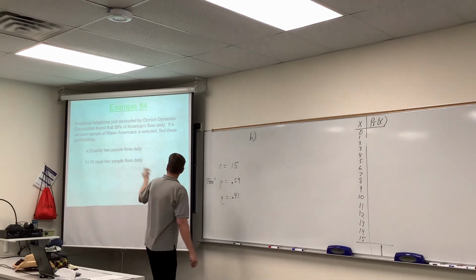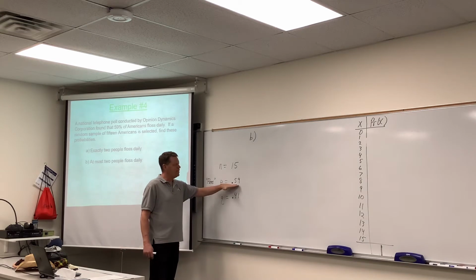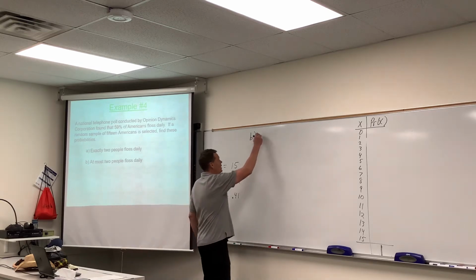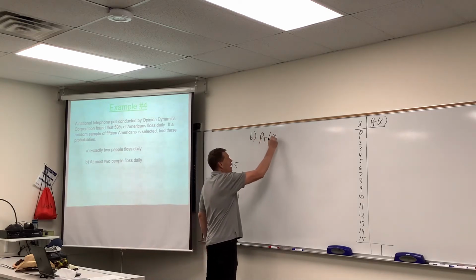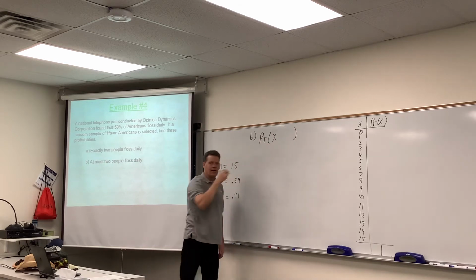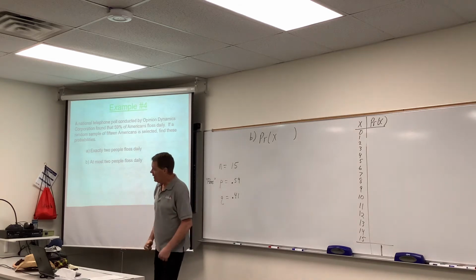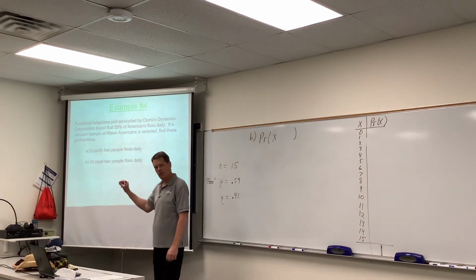The question mentions flossing, so again, that is success, which we were told was 59% of our population, which means the other 41% do not floss every day. All right, so in part B, they're asking us to find a probability that the number of people out of the 15 that floss every day is at most 2.